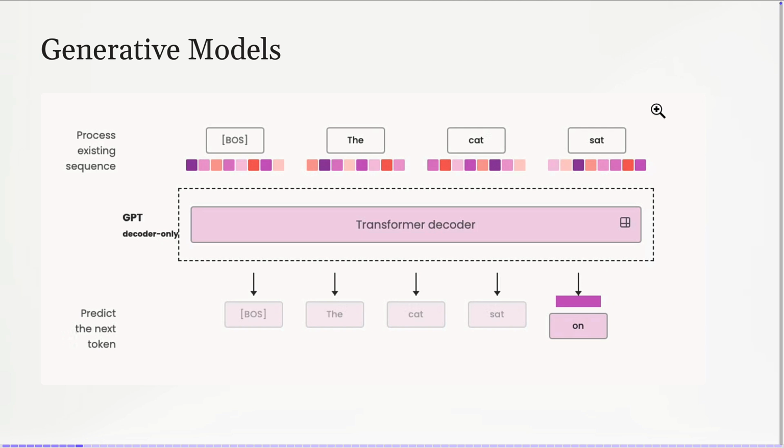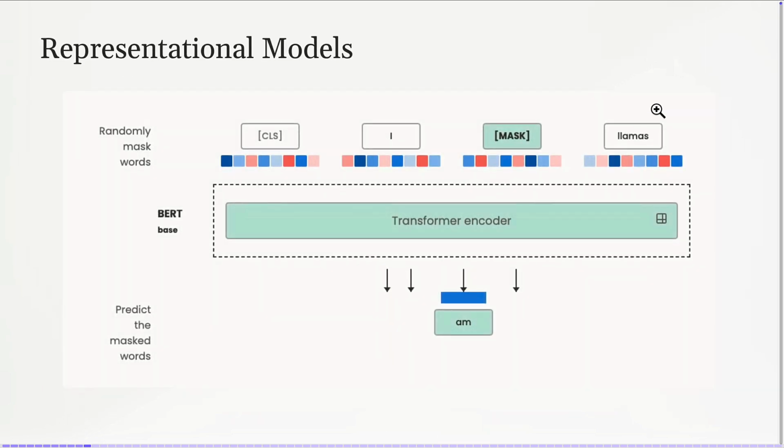So this is how generative models work. As already mentioned, we start from tokens, we convert them into embeddings, they go into the decoder architecture, and finally they predict the next word, the next token. The representational model is based on determining what is the missing word in a sentence. It's like filling in the blank here. For example, we can specify the words I and llamas, and here it tries to identify the missing word.